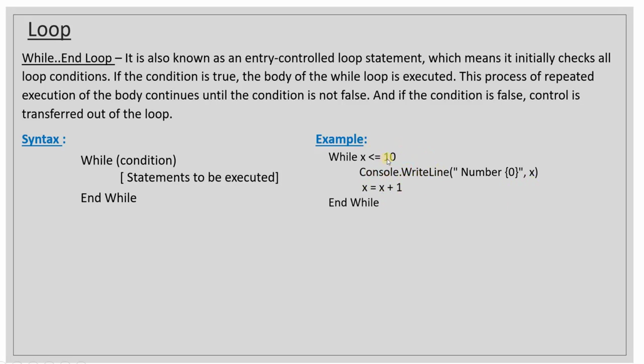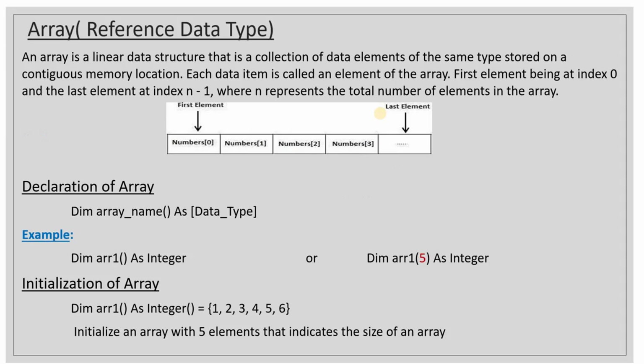This process is repeated again and again until the condition is false. And the condition is false when the value of x becomes 11, because 11 is not less than or equal to 10. Then the control is transferred out of the loop. This is called an entry control loop because the condition is checked first, then the body of the while loop is executed.